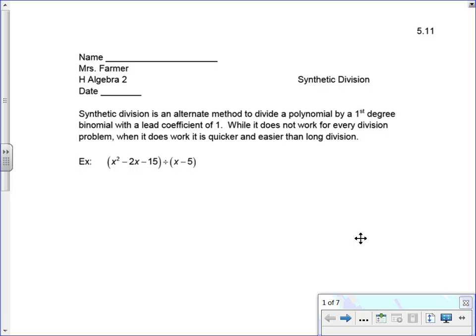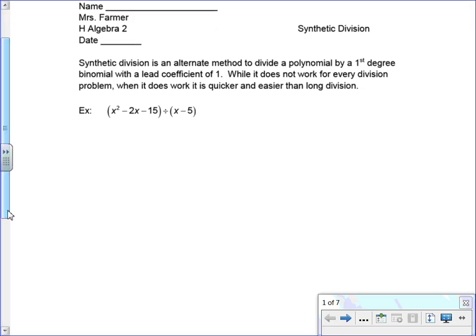Okay, first of all, synthetic division is an alternate method to divide a polynomial. You can only use it in some cases. That's when you have a first-degree binomial with a leading coefficient of 1. I'll talk about that a little bit more later. It does not always work, but when it works, it's quicker and easier than long division.